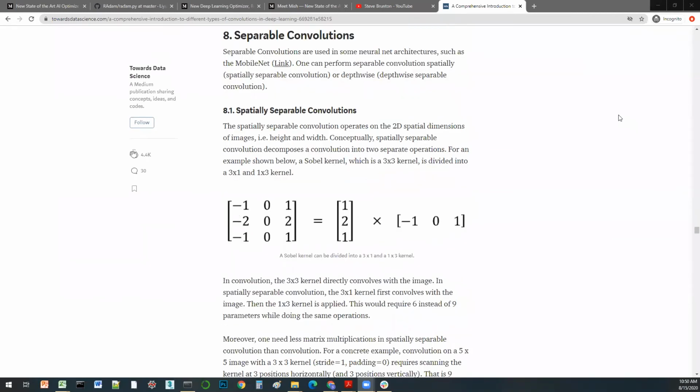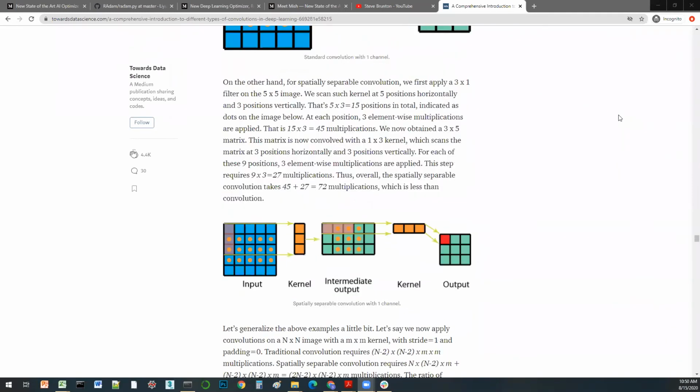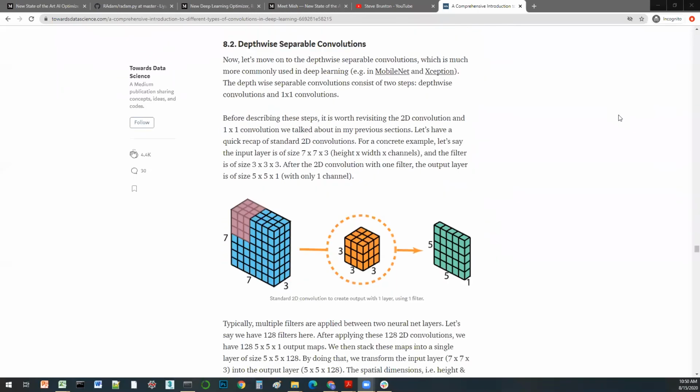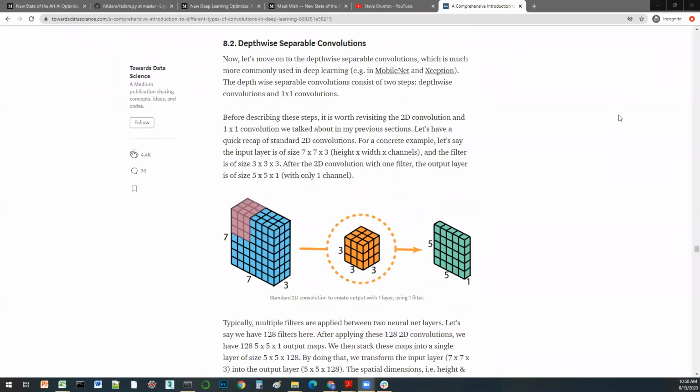This is the separable convolution, and the depth-wise separable is right here. Apparently, MobileNet and Xception, as you can see, use that, and Xception was the paper that introduced it, and as we'll see toward the end very quickly, it reduces the number of computations you have to do.